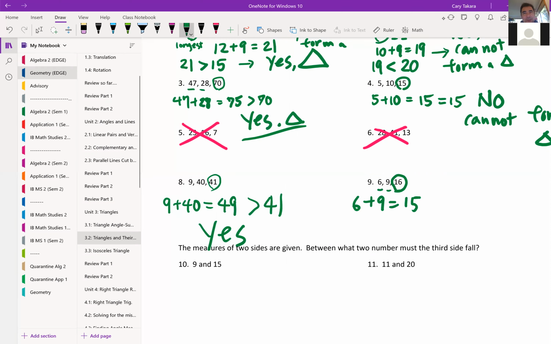Now, is 15 bigger than 16? No, it's less than. So the 2 shorter sides are not long enough to create the triangle. It has to be bigger than 16 if you add the 2 numbers. So the answer is no. You cannot form a triangle.